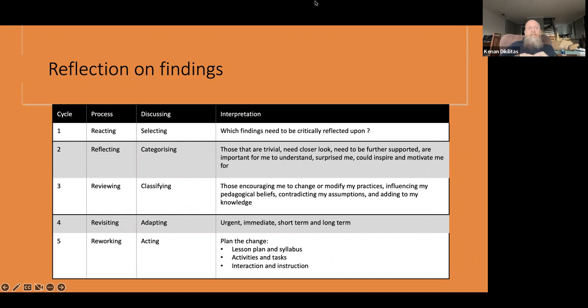I don't mean that you should put aside some of the findings, but I want you to reflect on it by ranking them, seeing the most important ones to the least important ones, and then try to make sense of all of them. Actually, it's not about putting them aside. And then you can categorize these findings in different ways. When you are categorizing, you can look at which of them are trivial, which of them needs closer look, which of them needs to be further supported.